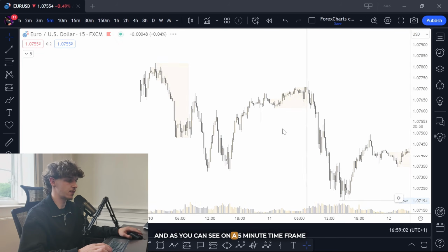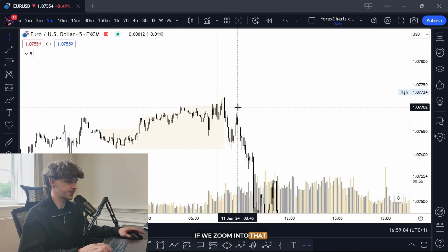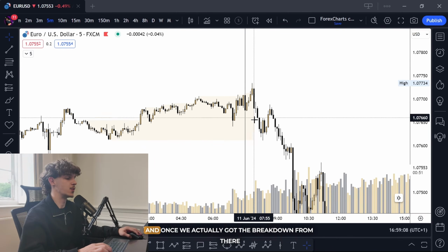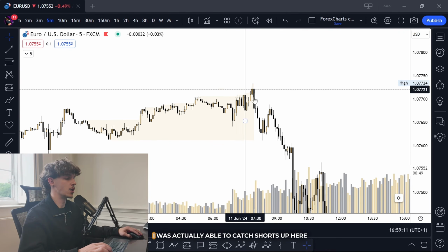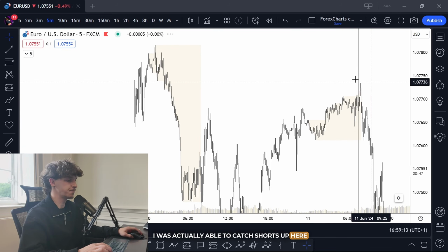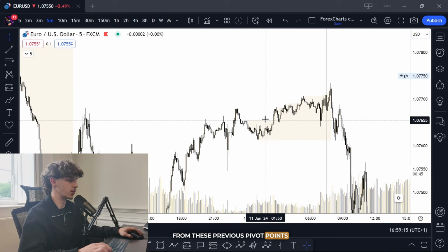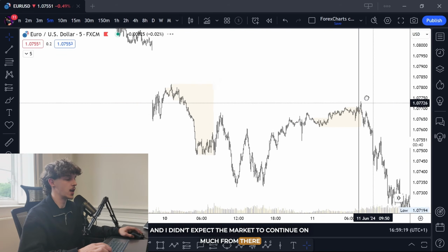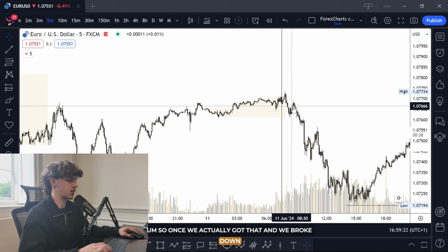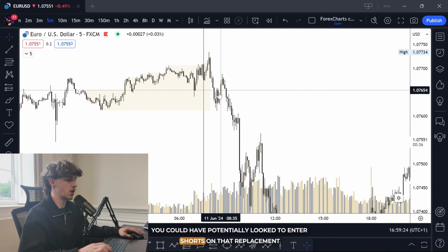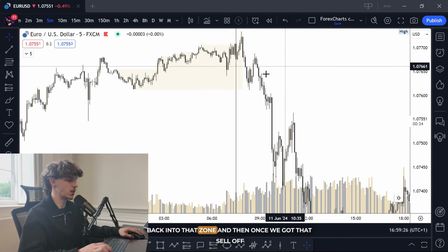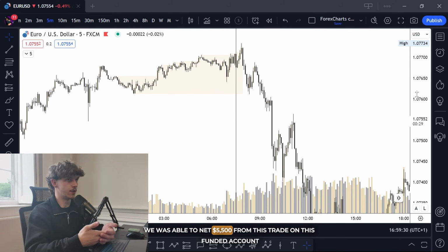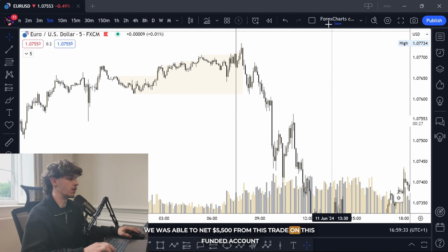And as you can see on a 5-minute time frame, if we zoom into that, we had a nice liquidity sweep above the Asian high. And once we actually got the breakdown from there, I was actually able to catch shorts up here from these previous pivot points as we liquidated that high, and I didn't expect the market to continue on much from there. So once we actually got that and we broke down, you could have potentially looked to enter shorts on that retracement back into that zone. And then once we got that sell-off, we were able to net $5,500 from this trade on this funded account.